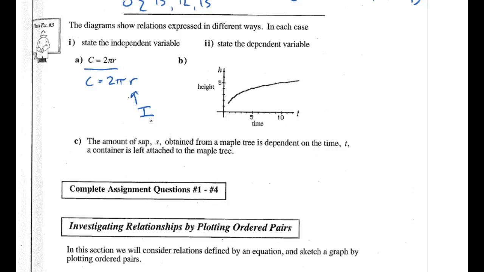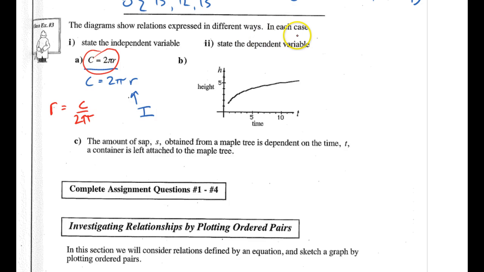Sometimes it's not so obvious, and sometimes it can work both ways. If we rewrote this equation and isolated the r, the radius, I could write this as radius equals circumference divided by 2 pi, and now the circumference would be the independent variable. In most cases, it does matter which one is the independent and dependent. However, sometimes, like in this case, both of the variables can take on both of the roles, depending on which perspective you're looking from.